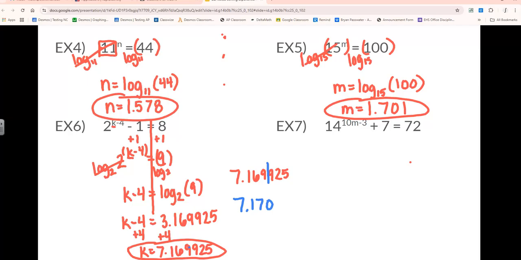All right, try that next one on your own. See what you can do with that next one on your own. If you can do it, you should be able to do any of the exponential problems that I'm going to throw at you.